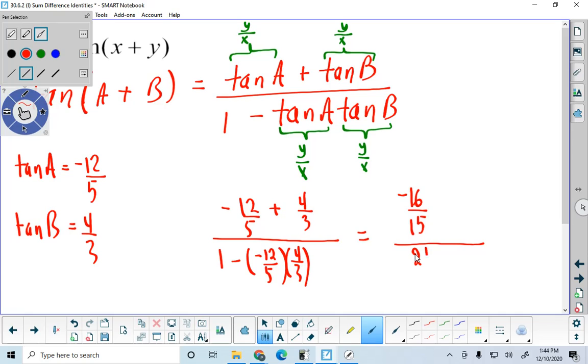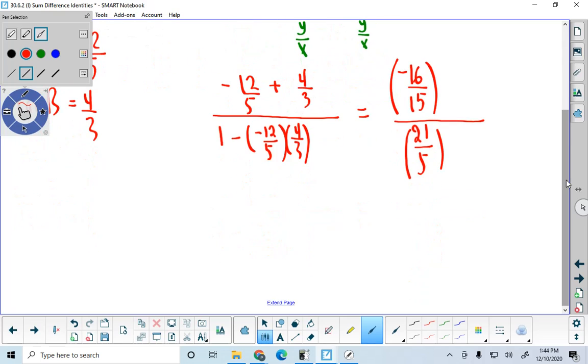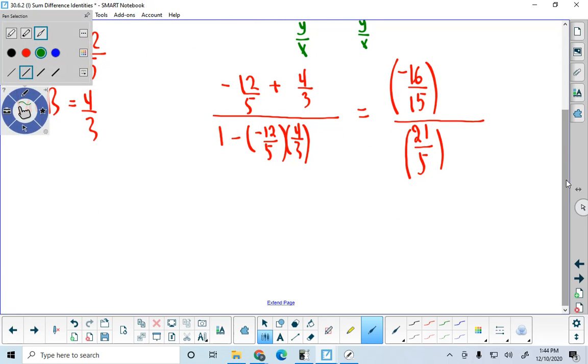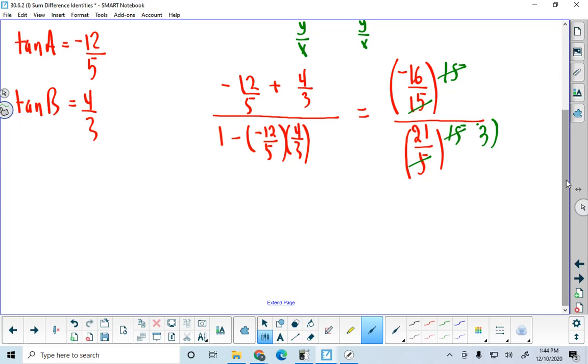If you put this into your calculator now, make sure you put brackets around the top and the bottom. Work out what the answer is. I will show you what I would do because I went to school in the 1970s. Oh man, that's not a happy thought. I would multiply top and bottom by 15 so that these cancel. This cancels and leaves you with a 3. So I'm left with negative 16 over 3 times 21, which is 63. Do you get the same answer on your calculator?